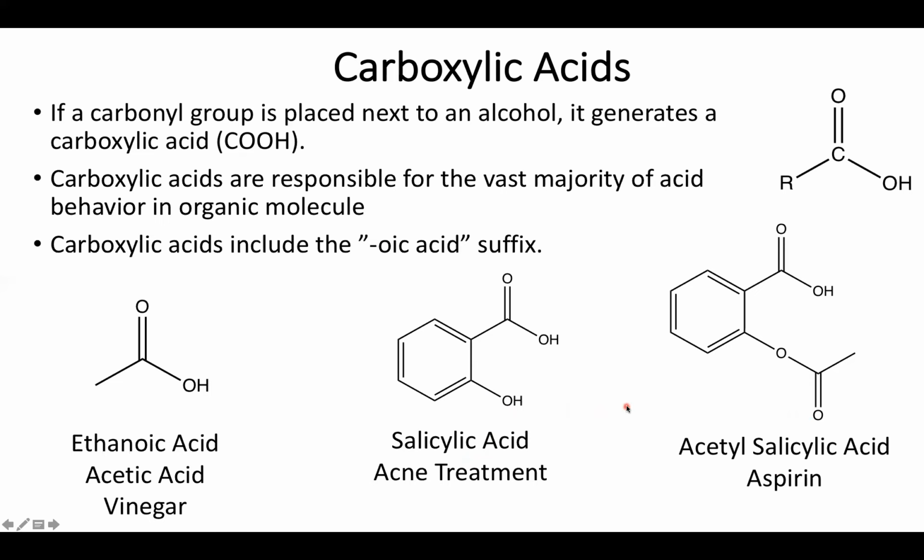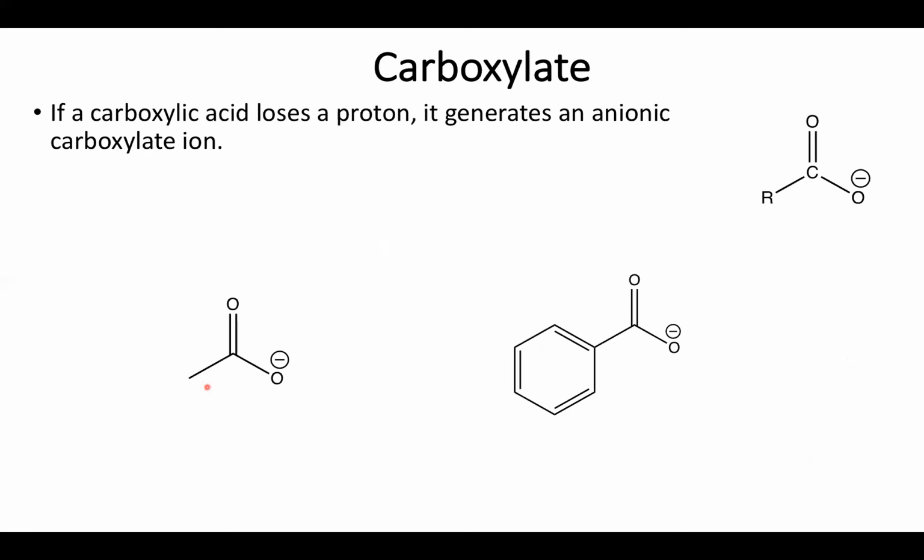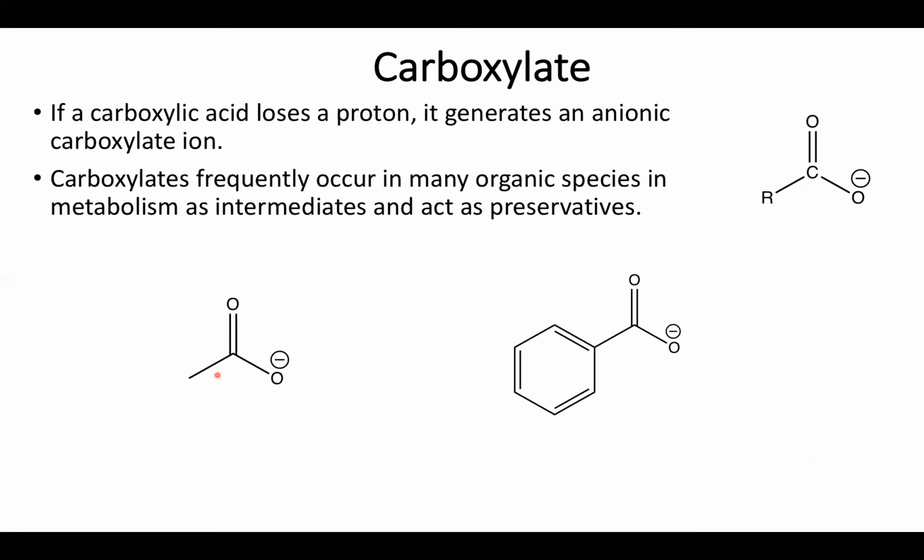Now, a very important feature is you can pull a proton, a single hydrogen atom without its electron, a positively charged proton, off of a carboxylic acid, and you can generate a carboxylate. This is a common base present in a lot of organic molecules. It frequently occurs in a lot of organic species as some sort of intermediate, and you can also place this in a lot of solutions to act as a preservative.